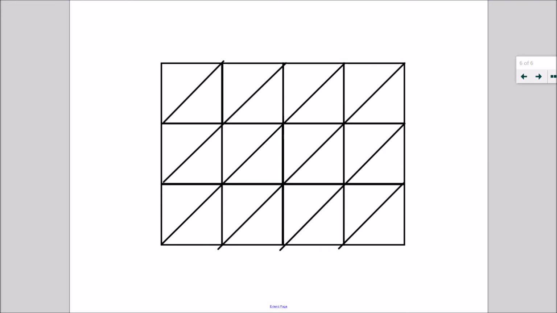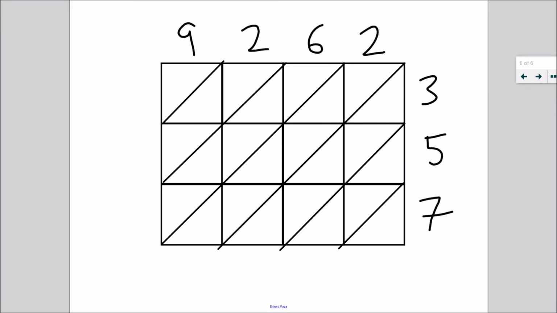For our 3 digits, let's try 357. For our 4 digits, let's go with 9,200, I don't know, 62. Now, this looks like a lot. And because of the number of digits, we actually have 12 small problems to solve. But none of those 12 problems is any harder than our 9 times table. So it should be pretty straightforward for us.